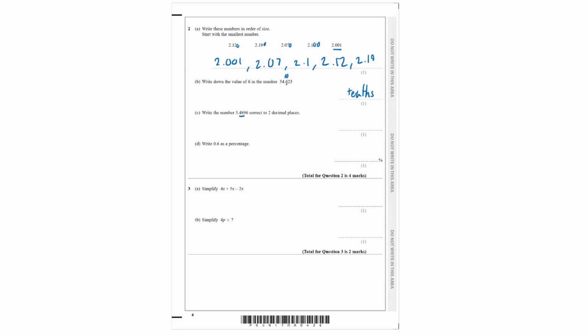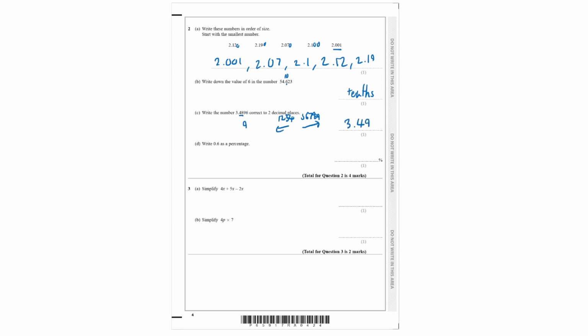Write the number 3.4896 correct to 2 decimals. So if this is the second decimal, we look at the value after it, which is 9. And according to 1, 2, 3, 4, 5, 6, 7, 8, 9, 1 to 4 we round down, 5 to 9 we round up. Since it's 9, that means we round this value up.